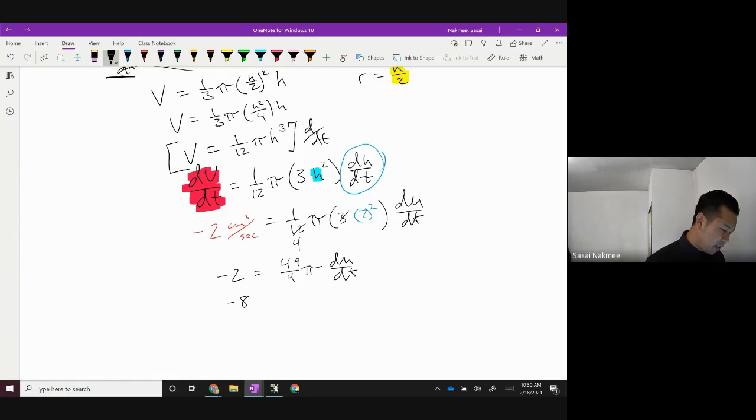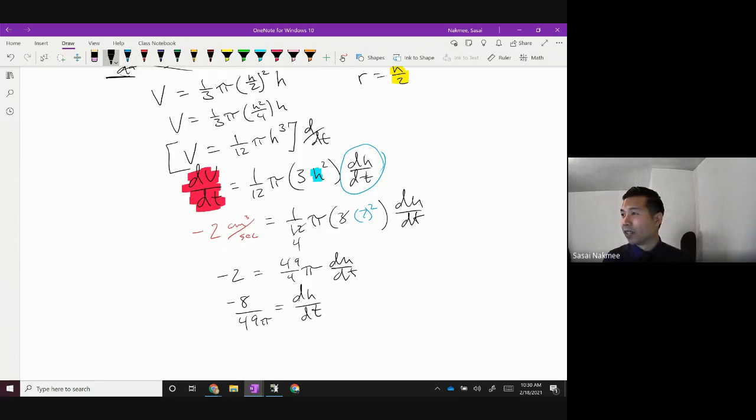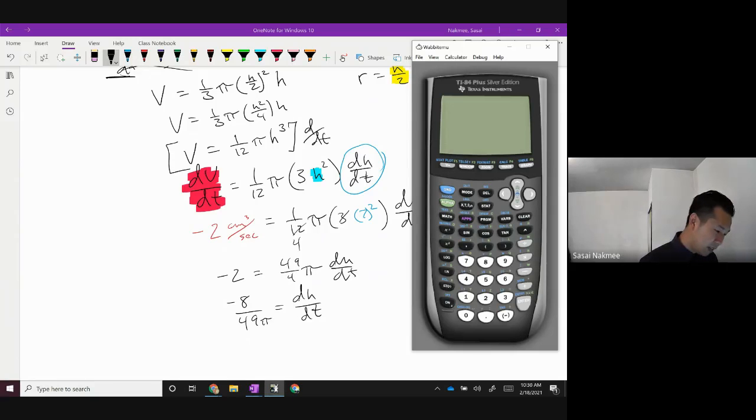Divide by 49, that'll be in the bottom right there, and divide by the pi as well, and that's what your answer is going to be. It's going to be -8 over 49 pi, and that's just a calculator, right? Let's just plug that into the calculator right here. You have your -8 over, of course, put that in parentheses, 49 pi.